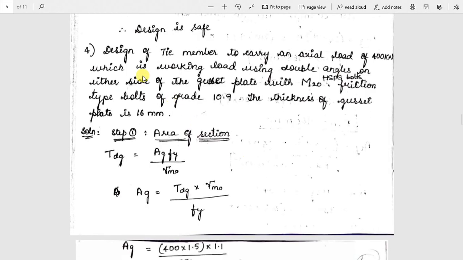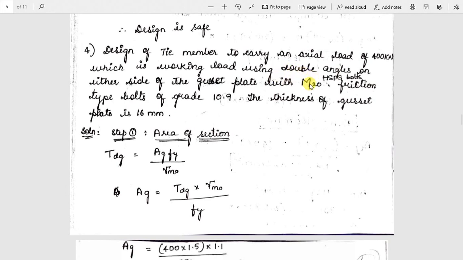So next problem, you are asked to design a tie member to carry an axial load of 400 kilonewton, which is a working load, using double angles on either side of the gusset plate with M20 friction type of bolts of grade 10.9, and the thickness of gusset plate is 16 mm. So here also we are going to design a tension member. Tie member is nothing but a tension member using angle section. It says that you have to use 2 angles on either side of the gusset plate.